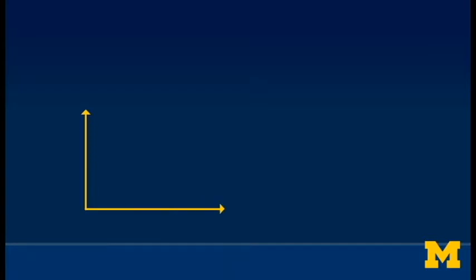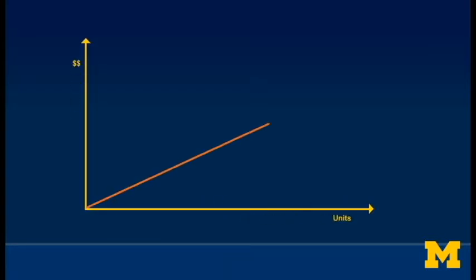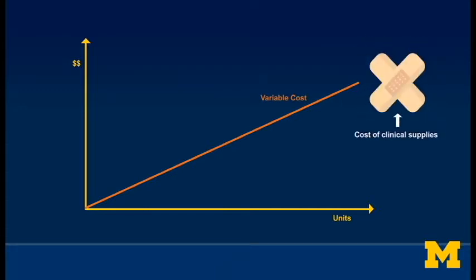Graphically, the two types of costs can be shown as follows. Costs that increase with the number of services provided are shown here. These costs are called variable costs. An example of a variable cost is the cost of clinical supplies needed to provide patient care.